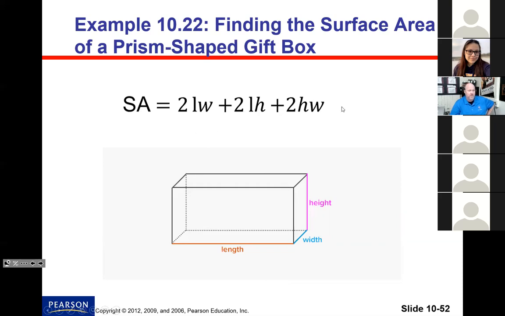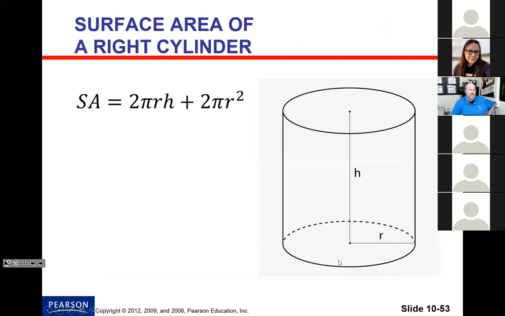Now, if you wanted to, you don't have to use this formula. You could find the area of all 6 sides and then just add them together. Right? You could use a net. Remember we talked about nets 2 days ago. You could actually unfold the net, figure out the area of each piece, and then add them up. This is a simpler way. Okay. Next one is a cylinder.